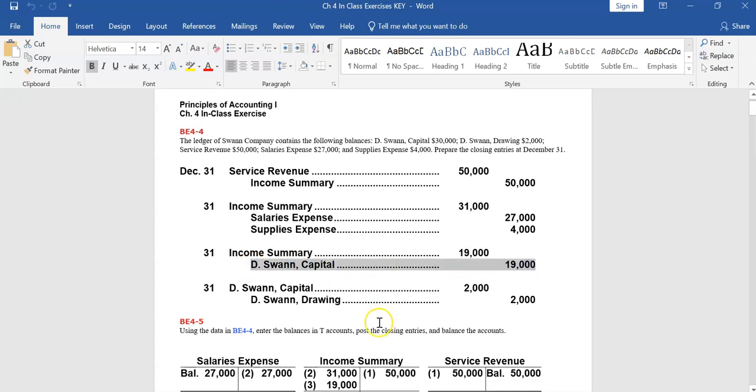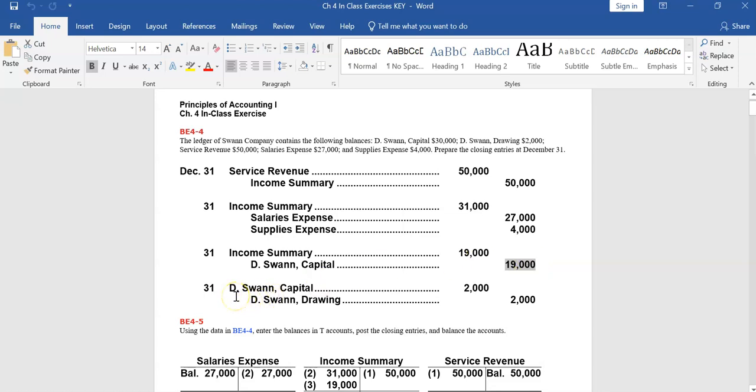Through these first three closing entries, the only thing we've done is closed out the revenue accounts by transferring their balance to income summary, closed out the expense accounts by transferring their balances to income summary, and then we closed out the balance in income summary to the capital account, ultimately transferring the total amount of income to the capital account.